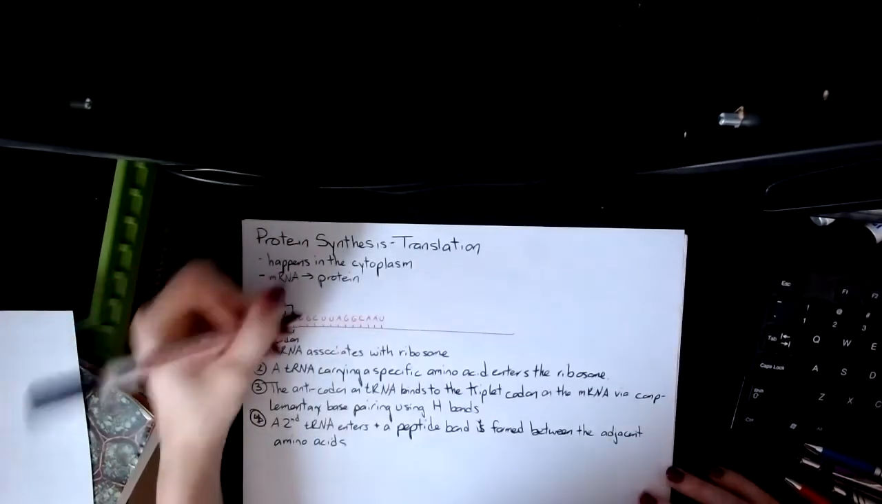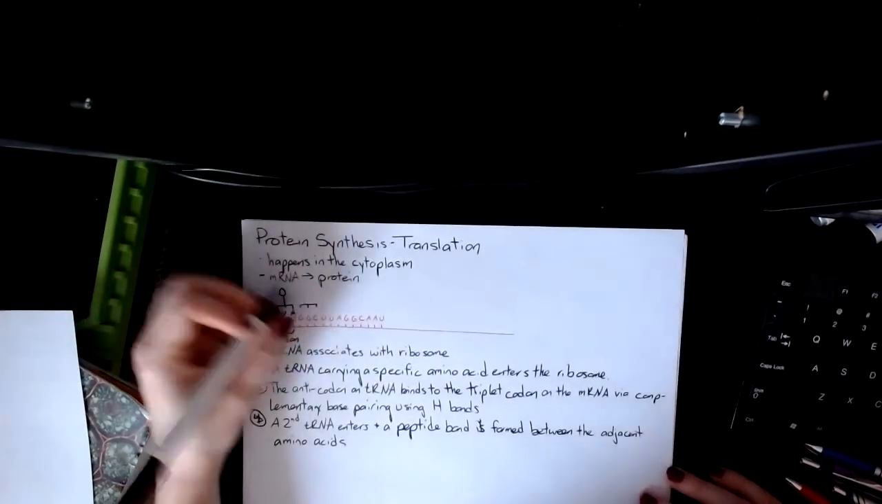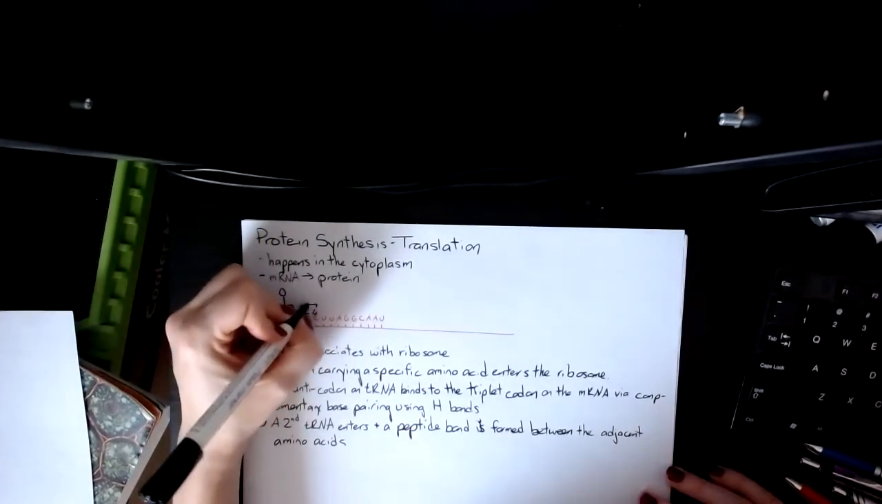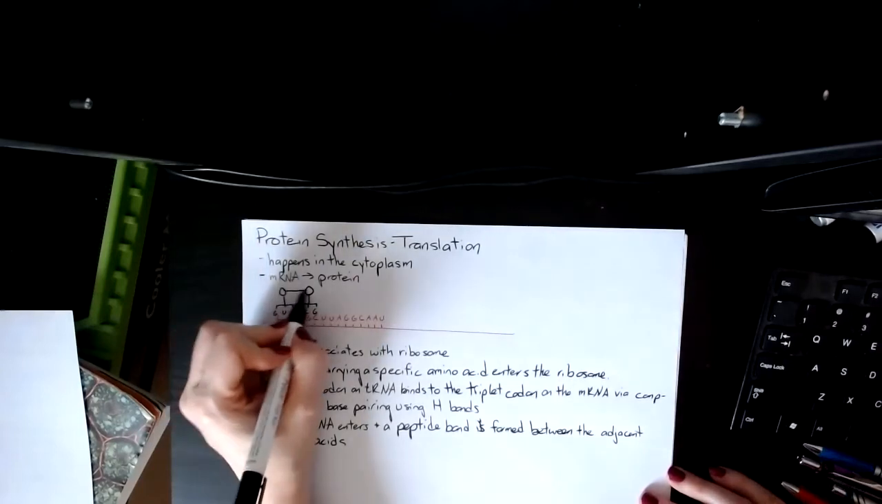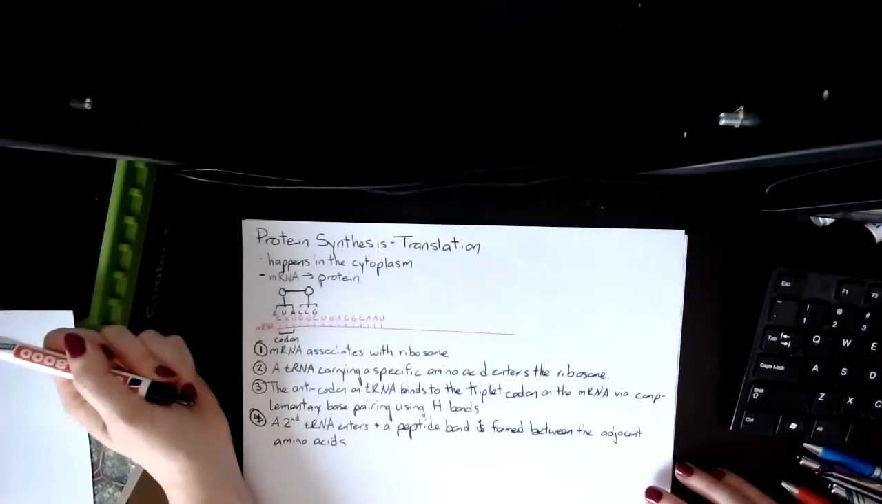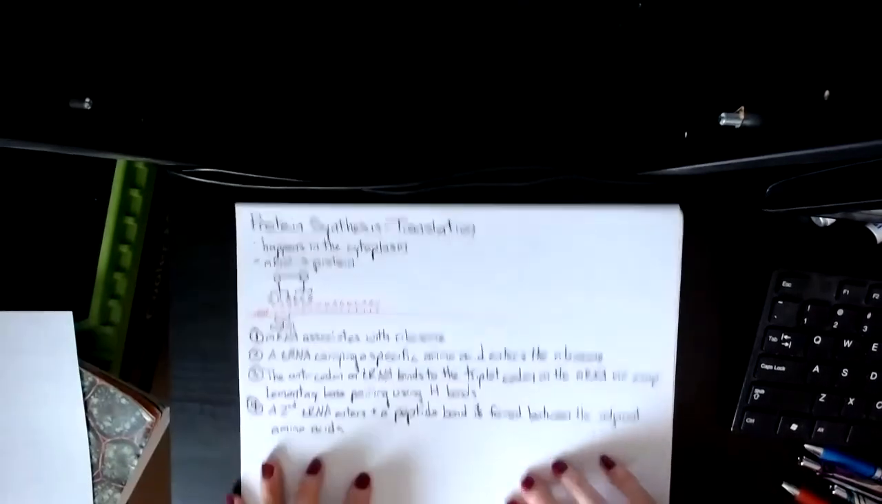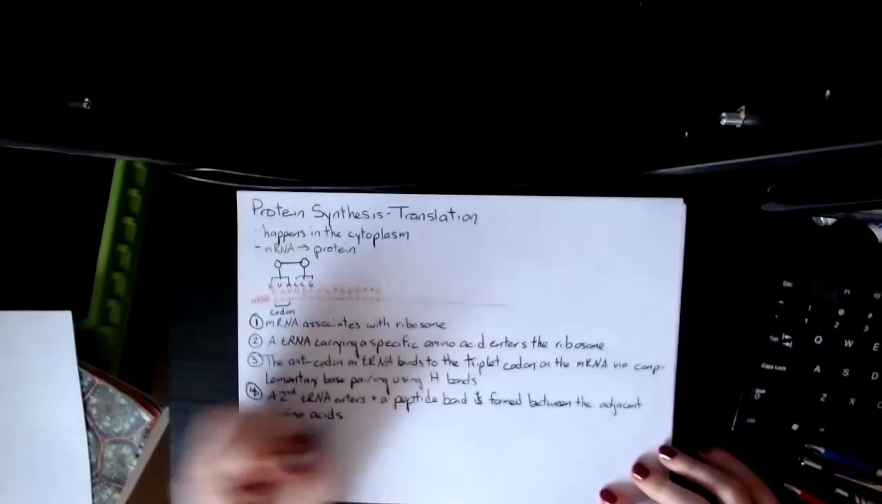Right, so if you have another one here, let's see, this is going to be C, C, and G. And so these are your 2 amino acids, and the idea is that you're forming a peptide bond here. Peptide bonds between the adjacent amino acids.